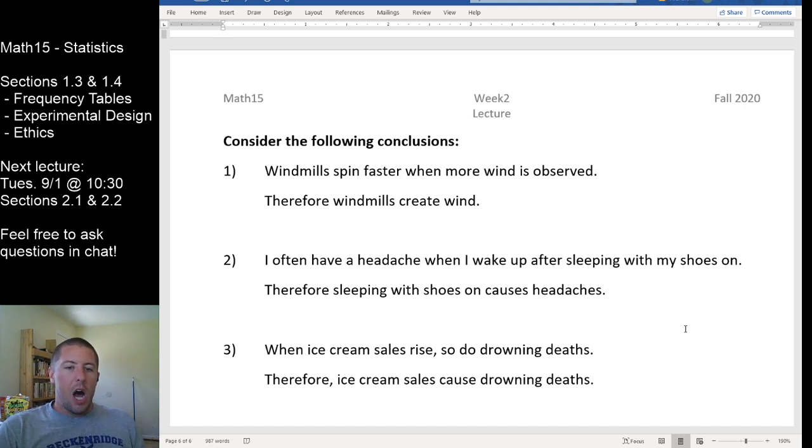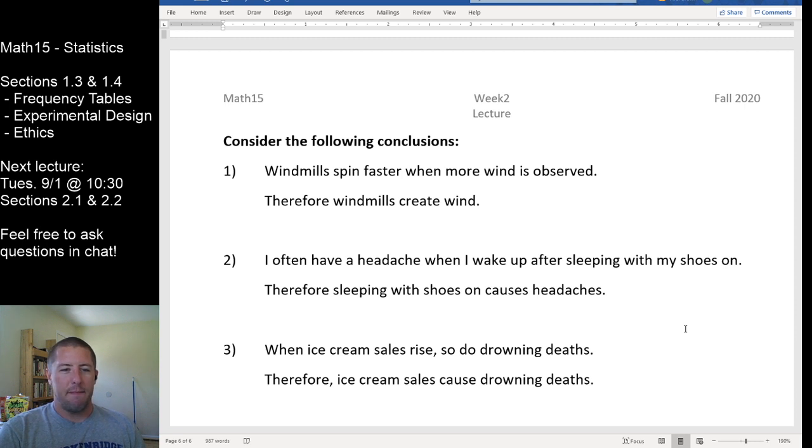Number two, I often have a headache when I wake up after sleeping with my shoes on. Therefore, sleeping with shoes on causes headaches. Some of us, particularly those of us that may have just completed a more traditional college freshman year last year, may be very familiar with this attempt at cause and effect right here.